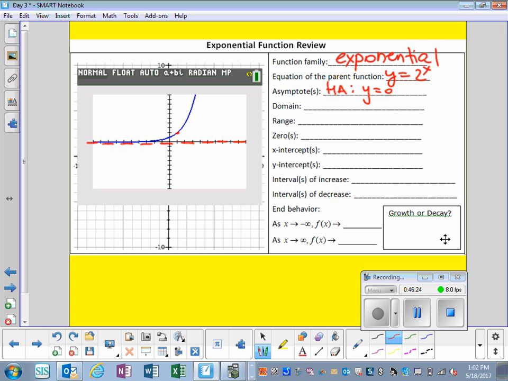Parent functions are very nice. Everything around 0, and there is no vertical asymptote. Okay, so what is my domain? You don't have any restriction on domain, no vertical asymptote. So, negative infinity, positive infinity.